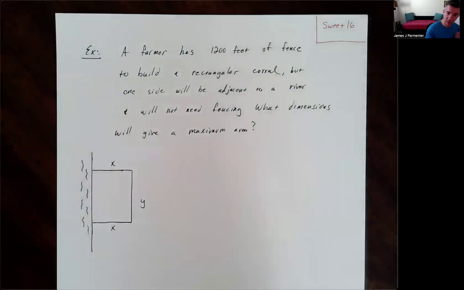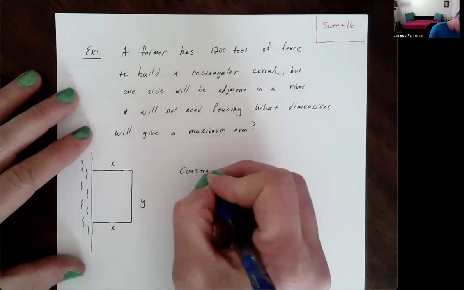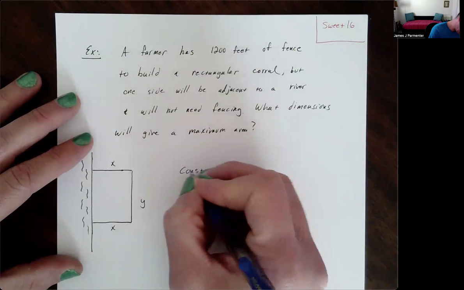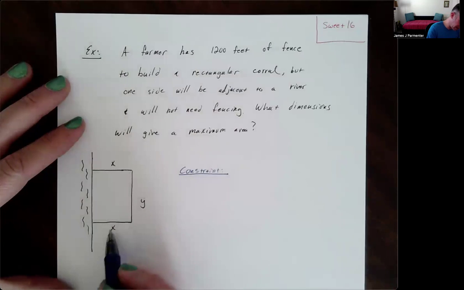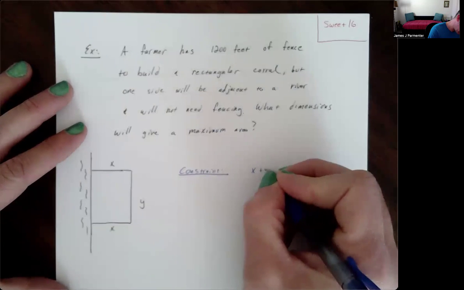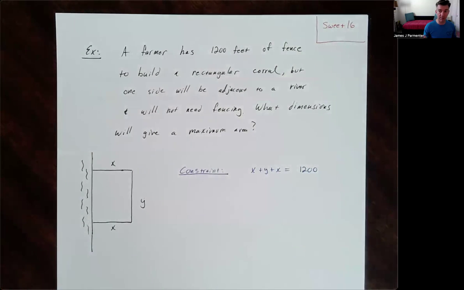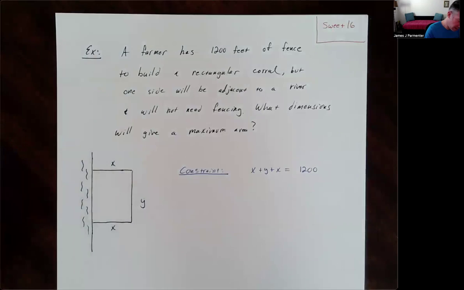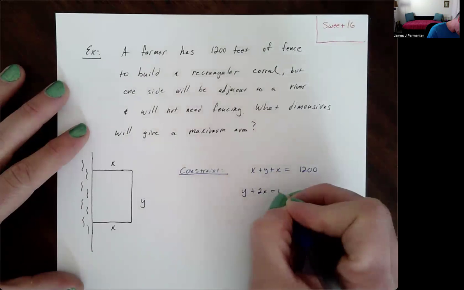And again, we have two things going on here. We have a constraint. Here we are limited by the fact that we only have 1,200 feet of fencing. So we know that this side plus this side plus this side should add up to 1,200. I suppose it could add up to less, but if we're trying to make the biggest enclosure possible, we want to use all of our fencing. So then I'm going to simplify this and say y plus 2x equals 1,200.